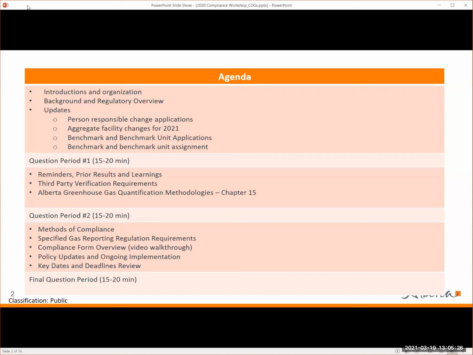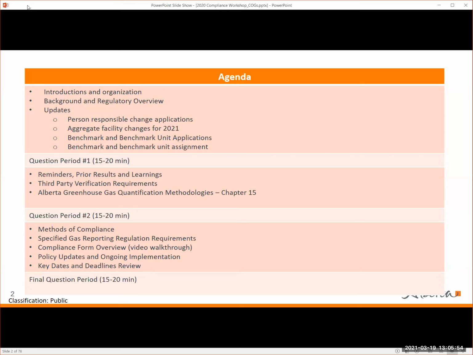Just a quick run through the agenda. We'll start with some introductions to the organization. We'll give a bit of a background and regulatory overview. We'll provide some updates on key items related to the aggregate treatment under TIER. We'll take a brief pause to catch up on some questions. Then we'll jump into some reminders and prior years' results and learnings from past compliance reporting periods.